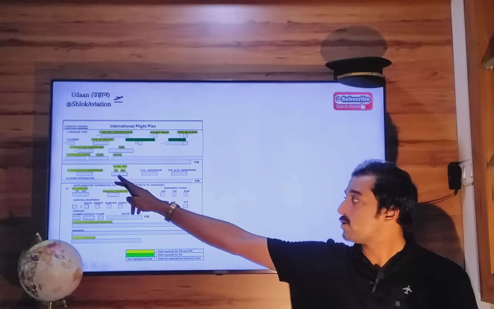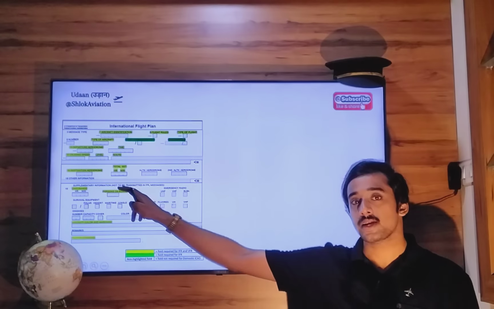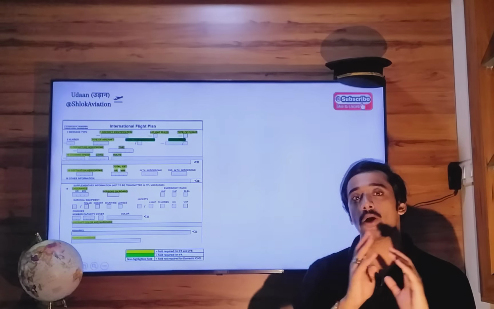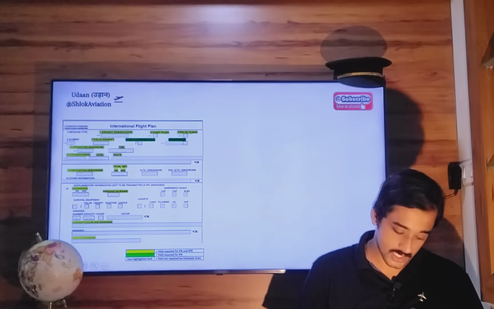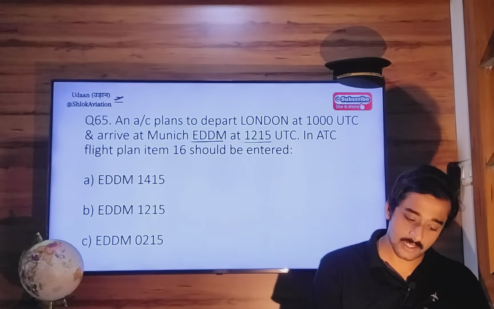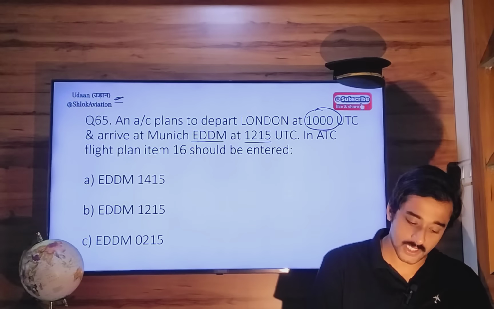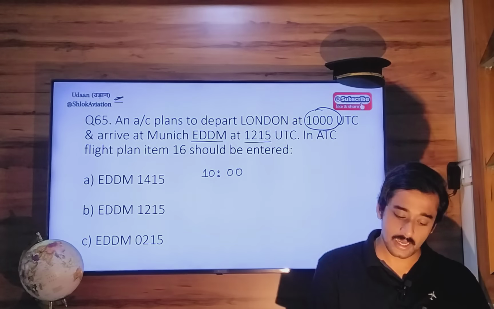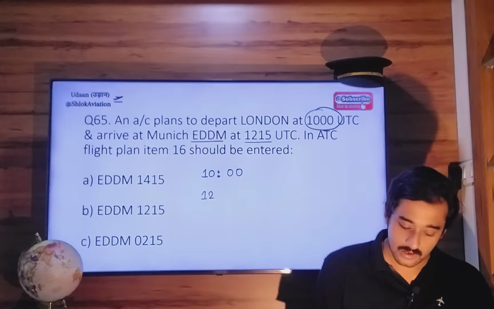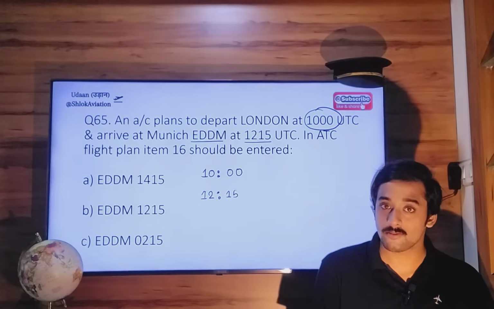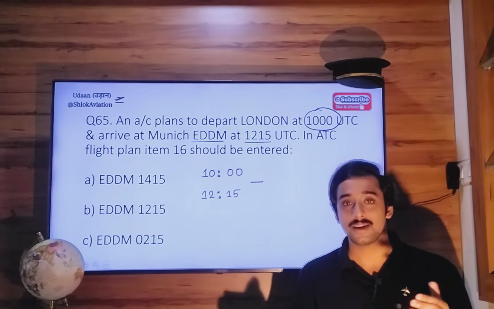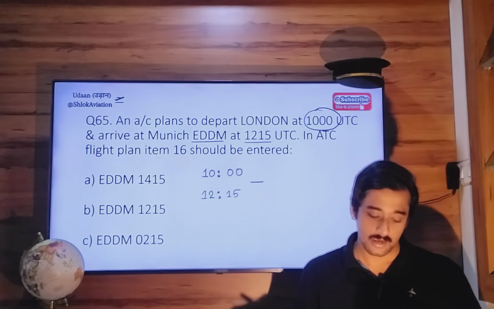Okay. So you will have to enter total estimated elapsed time, the time starting from point A to point B, where your flight plan ends. So aircraft plans to depart at 10 o'clock, so starting time is 10, and arrive at Munich at 12:15, so ending time is 1215. So total estimated elapsed time. Elapsed means time spent from point A to point B is how much?